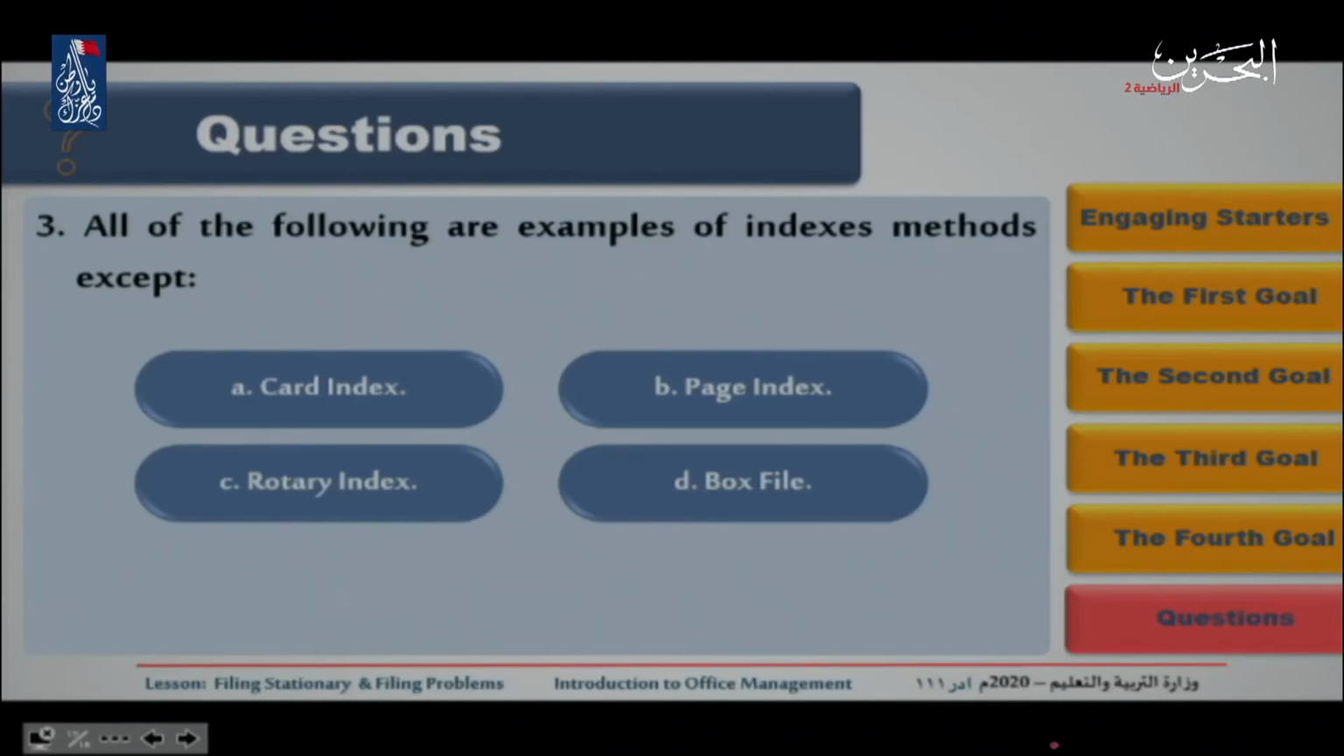Question 3. All of the following are examples of index methods except: A. Card index, B. Page index, C. Rotary index, or D. Books file. The answer is D. Books file.